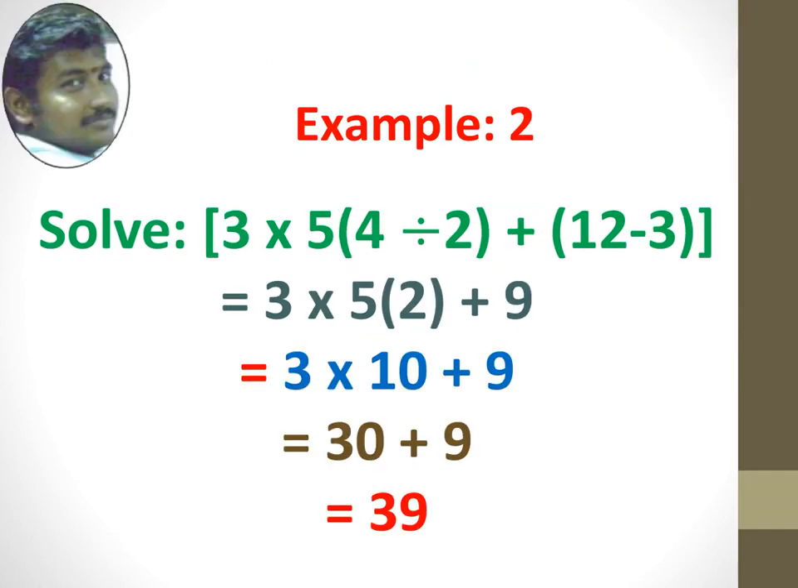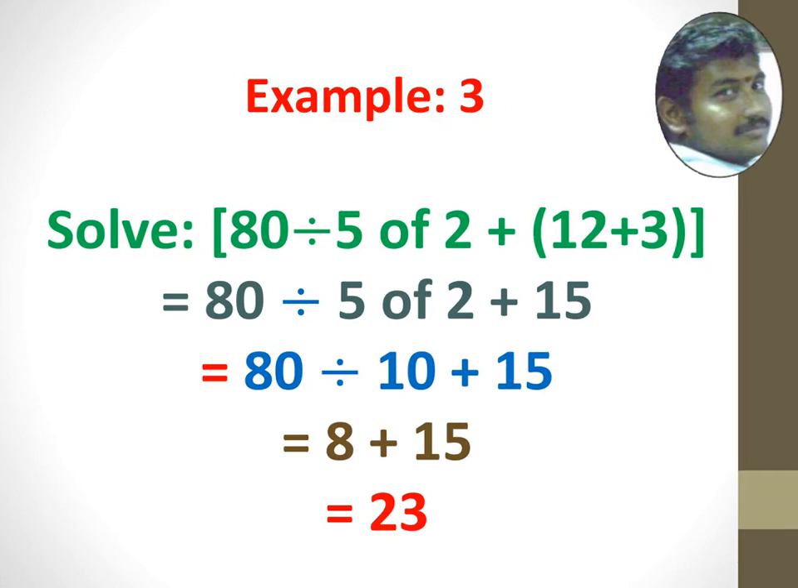The same way, another question you see. 3 into (5 times (4 divided by 2) plus (12 minus 3)). Inside the bracket you solve first. So 4 divided by 2 is 2. 12 minus 3 is 9. Okay. Then 5 into 2. Here the symbol is not there, which means 5 into 2. 5 into 2 is 10. Then multiply again. 3 into 10, 30. 30 plus 9, 39.